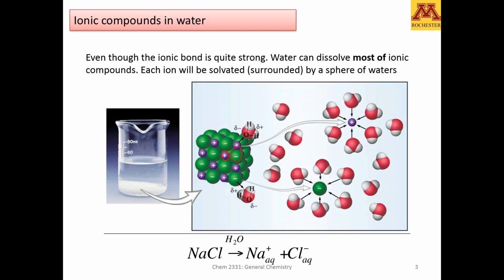In this case, when you throw some table salt in water, what happens is the oxygens of water will surround the cations and the hydrogens in water will surround the anions. Remember that water has an electric dipole, so it makes sense that the negative part of water is attached to the cation of the salt.